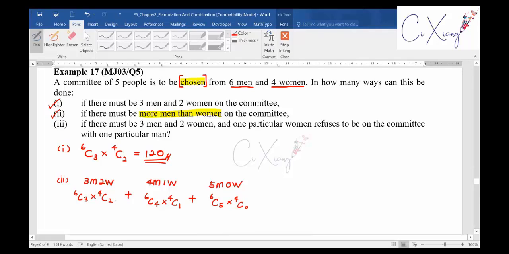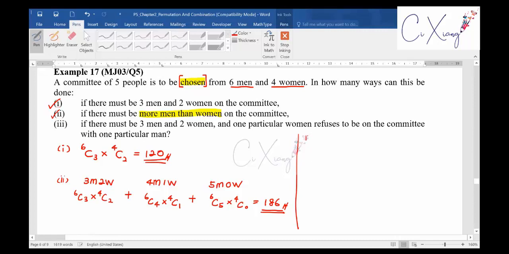Okay, so I hope that you can roughly know the difference when to put a plus and when to put a multiply. Okay, so if you add all of them together, you should have 186. Okay, all right. Then after that, we go for the third part.